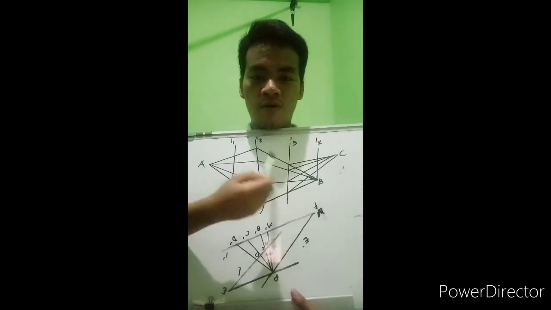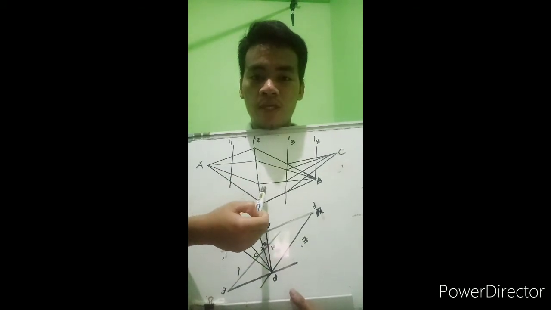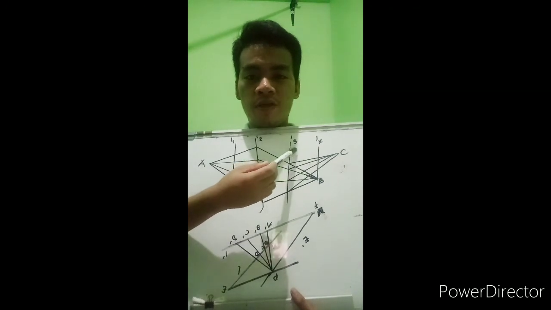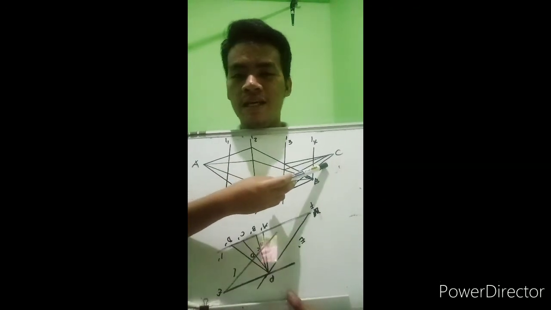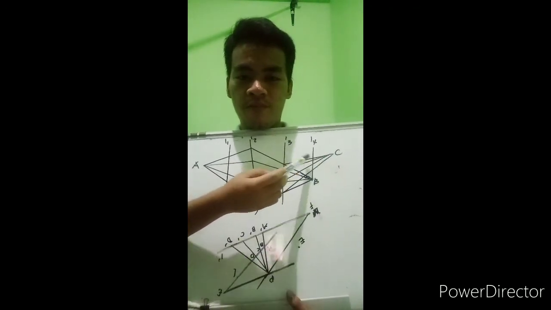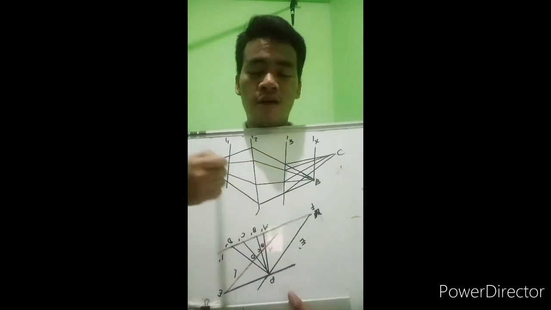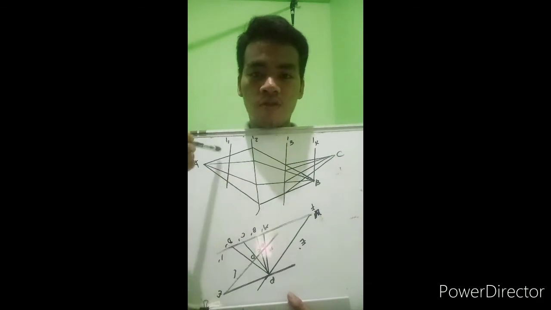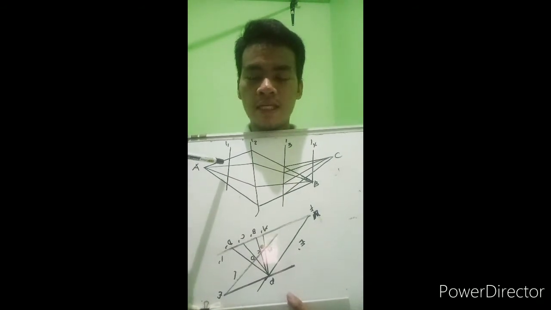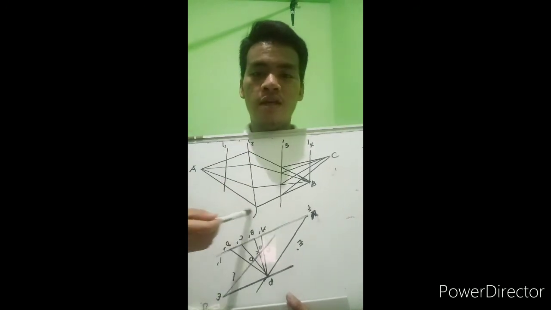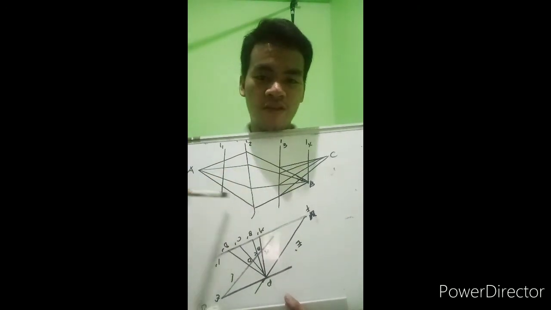Ito naman yon, mula dito hanggang dito pa rin. Si L3 and L4 naman is another form of perspectivity with C as their center of perspectivity. Dito yon. So, itong kabuuang figure na to ay isang projectivity. So, therefore, na-prove natin yung point natin kanina na ang isang projectivity ay binubuo siya ng sets of perspectivity.